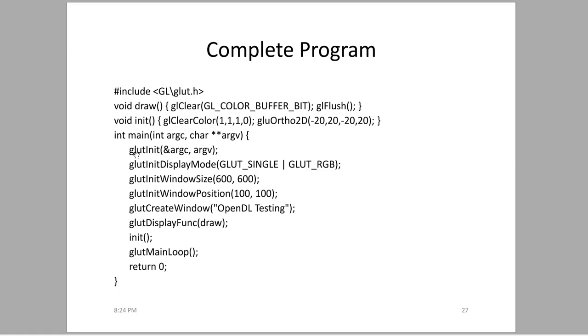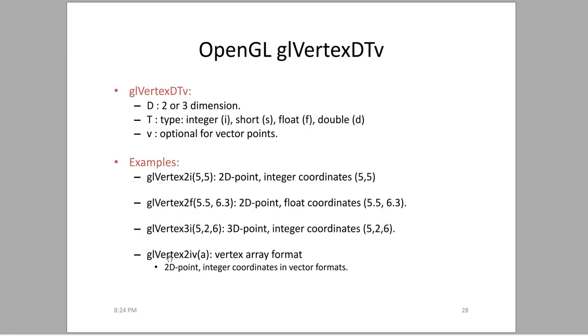Then in main we first initialize, then we have display mode, window size, window position, we create the window, we say what our drawing function is, we have an init, okay, and glutMainLoop. And return 0 means that it will finish, but it will only finish if glutMainLoop exits. Because glutMainLoop will continue forever. If you don't stop it, it will keep continuing. So that is glutMainLoop. Okay, now we know the basic OpenGL program.